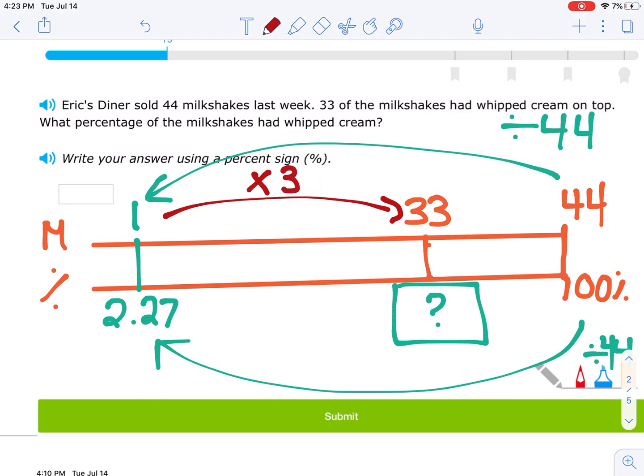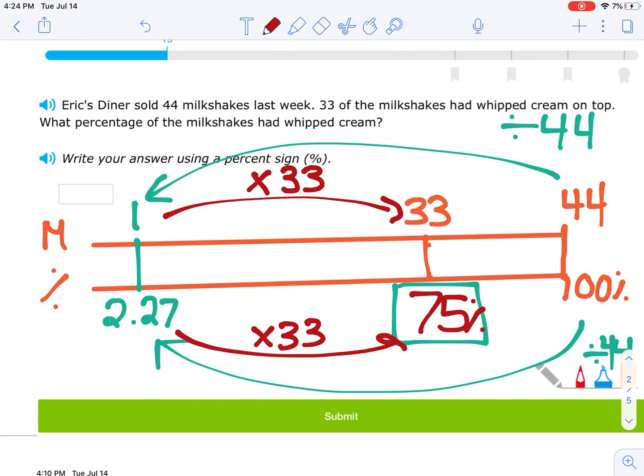Easy. 1 times 33 equals 33. If I multiply by 33 on the top, I need to multiply by 33 on the bottom. So now I'm just going to hit the multiplication sign, 33 in my calculator, and I get 75. So that means that the 33 out of 44 milkshakes represents 75% of the total.